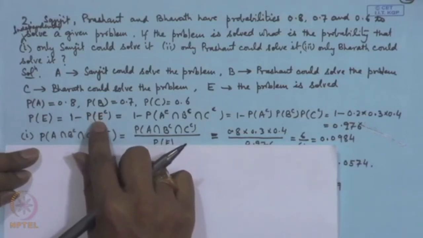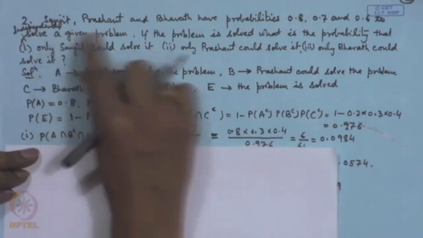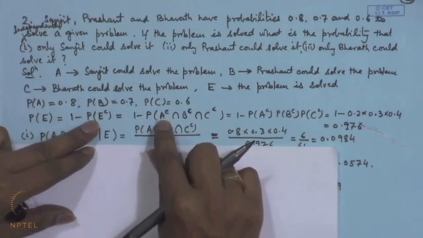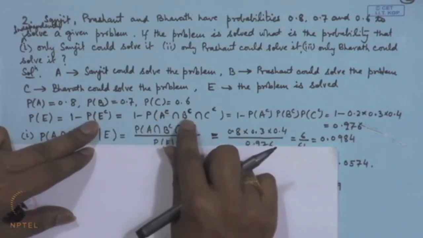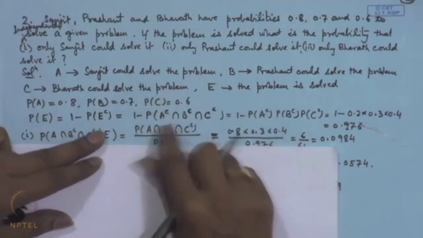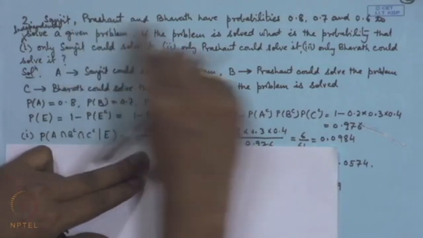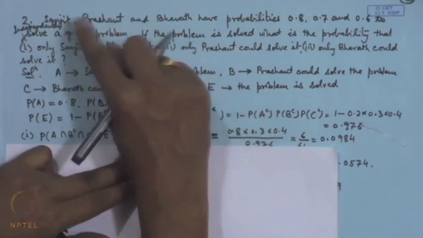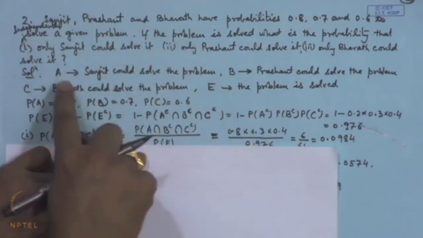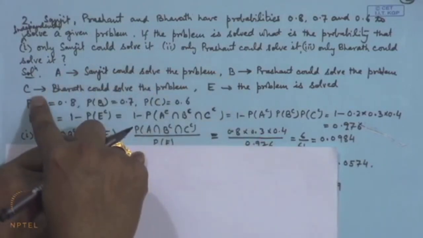That means the problem is not solved. If the problem is not solved, that is possible only if each of Sanjeet, Prashant and Bharat could not solve it. That means E complement event can be written as simultaneous occurrence of A complement, B complement and C complement. Now, here we have used some property of the independence of events. We have assumed that these three students attempt the problem independently, and these probabilities are independent of each other. That means, in terms of events, we can say that events A, B and C are independent.